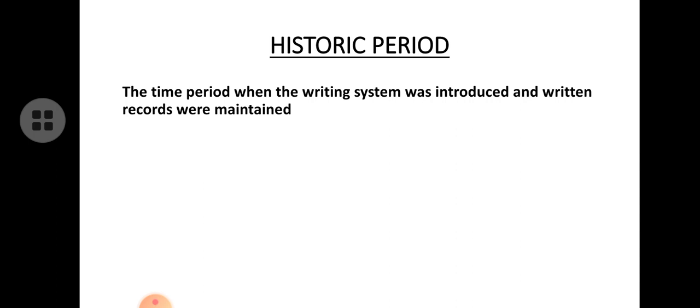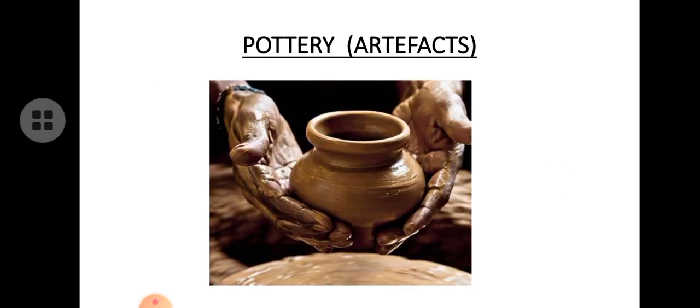The historic period also we studied, isn't it? It is the time period when the writing system was introduced and written records were maintained. Okay, now we are moving into the sources of archaeology. We studied about some major sources, isn't it? Two types of sources: one is archaeological sources, another one is literary sources. So now we are going to study about archaeological sources.